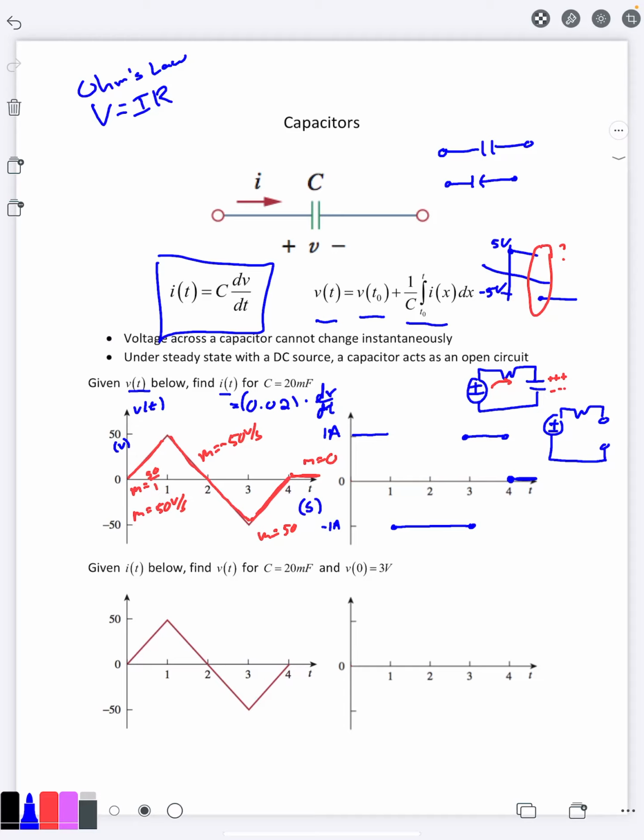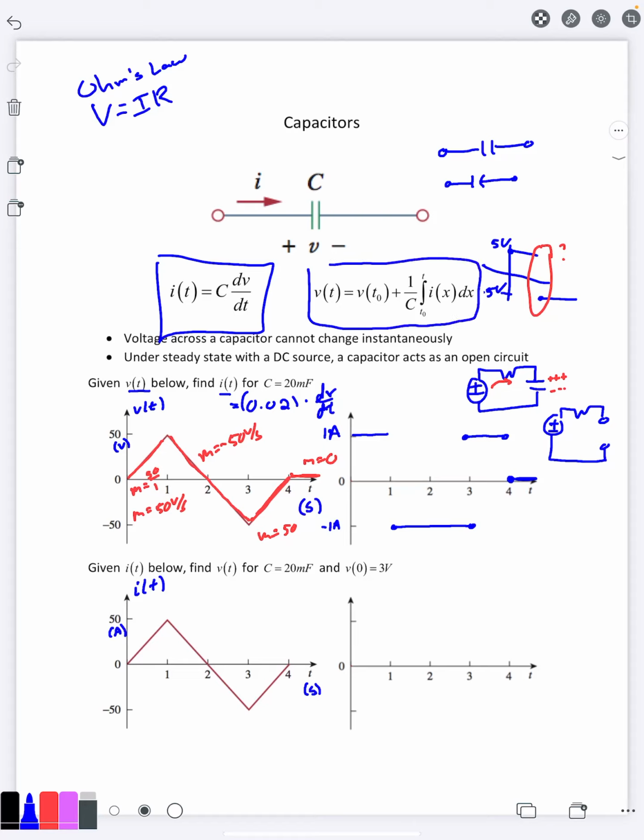Notice that the current can jump around. The current won't necessarily be continuous for a capacitor, but the voltage will. On the other hand, in the second example here, we're flipping it around. This time, instead of saying that we have a voltage to start, we're saying we have a current to start here. So this is going to be in amps, and t will again be in seconds here. So this time, instead of taking the derivative of our graph, we're going to be taking the integral, which is going to be harder.